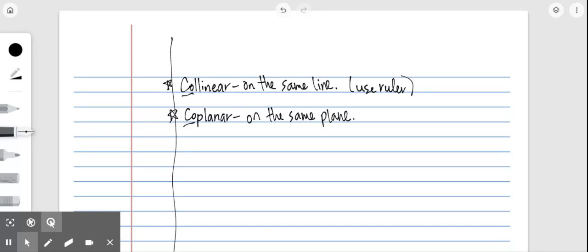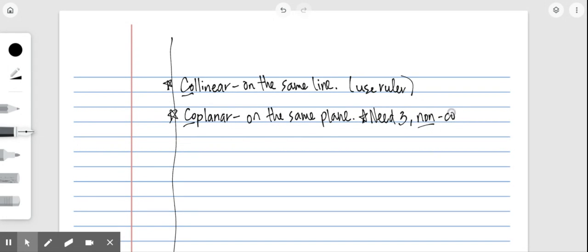Now the thing about coplanar points is there has to be three, and they can't be collinear. So you need three non-collinear points, which means that they basically look like a triangle. Coplanar points look like a triangle. Any type of triangle, whatever. You need at least three, and they need to be non-collinear, because actually, three different points make up a full plane. But I'll get into that later.